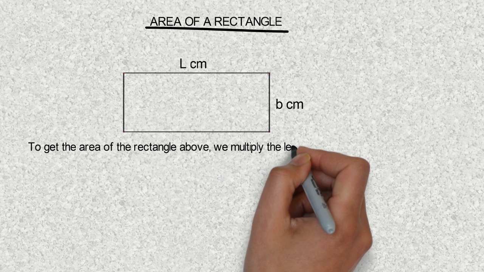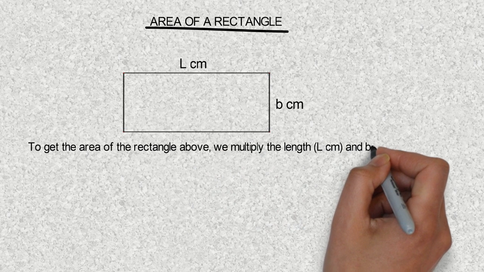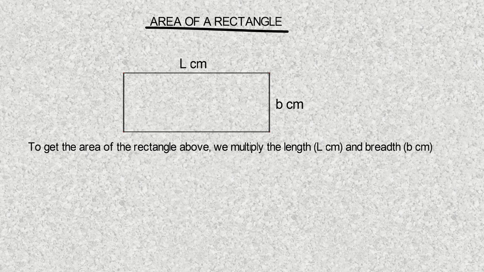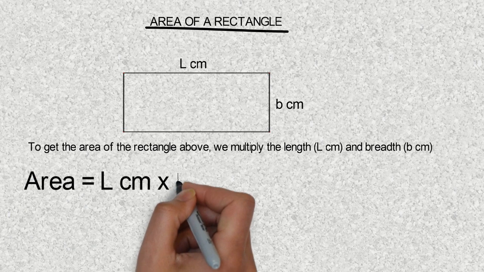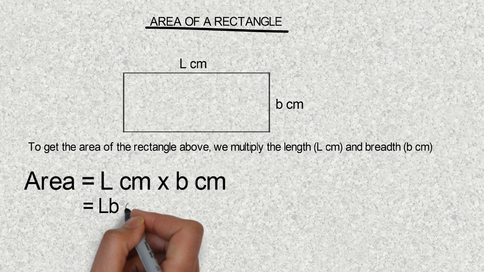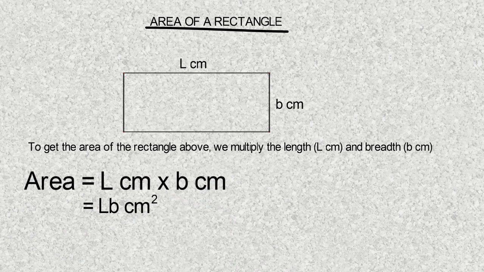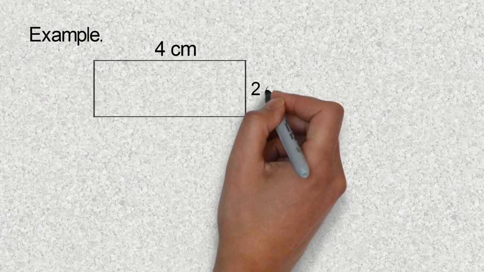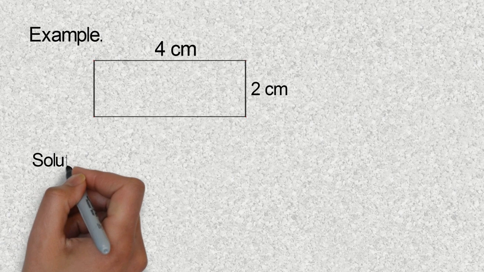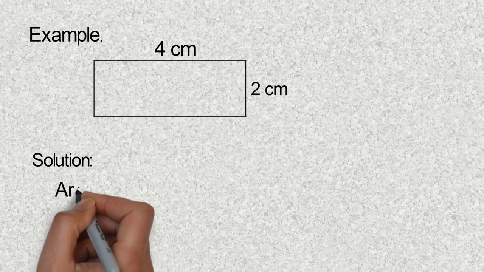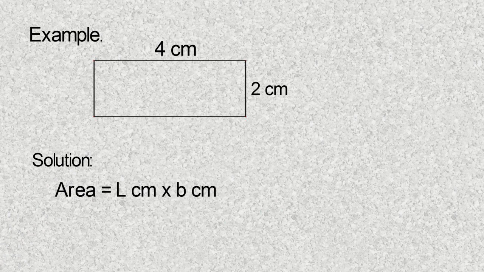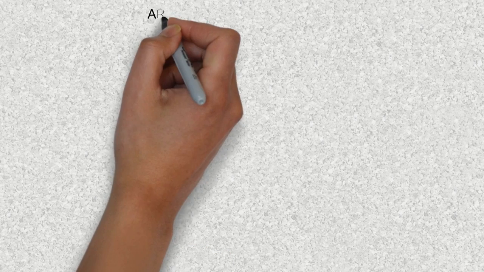So how do we get the area of this? So area equals length times breadth. That's the formula for area of a rectangle. So I have LB centimeter square. So let's have an example following the formula. So example says a rectangle of 4 centimeter in length and 2 centimeter of breadth. So how do we do this? We said earlier on that the area of a rectangle is length times breadth. So here our length is 4 centimeter and our breadth is 2 centimeter. So have the area to be 4 times 2, 8 centimeter squared. I hope you understand that.